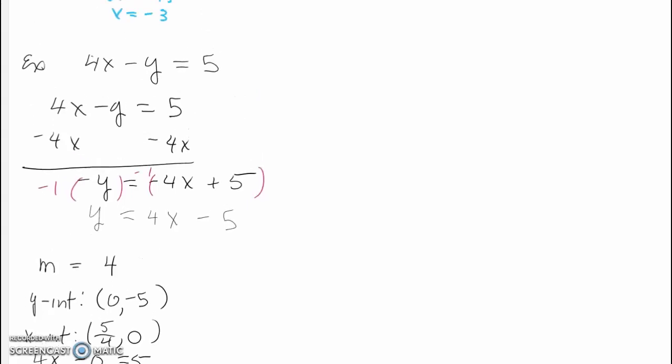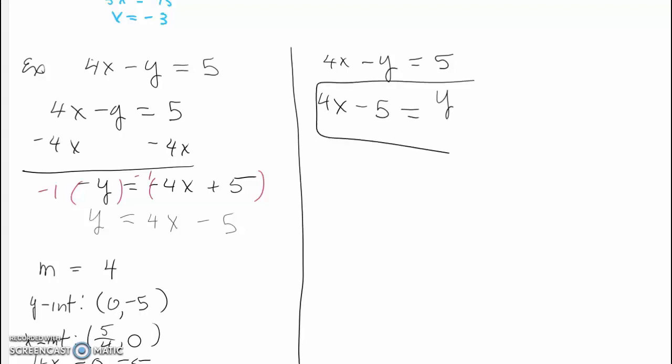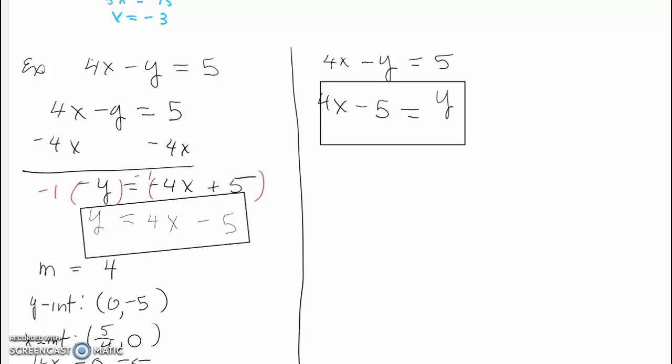I promised to show you another way to do this. So given 4x minus y equals 5, some people like to transpose the y over to the right to make it positive. Remember, you're always solving for positive y. They bring the y over to the right, they bring the 5 over to the left by transposing and changing the sign, and you wind up with the same exact form of y equals mx plus b.